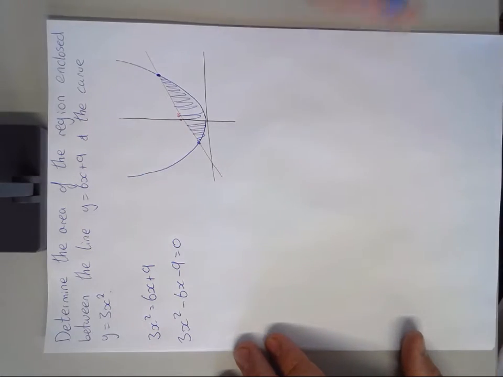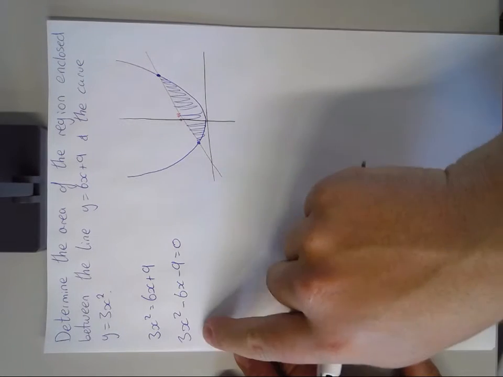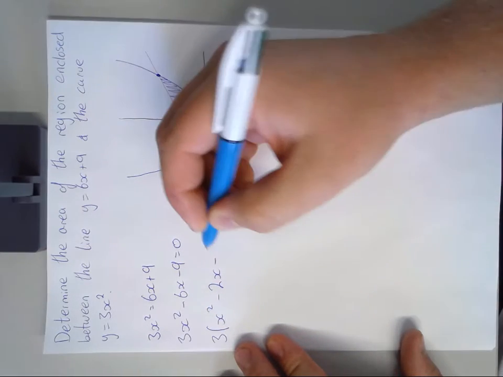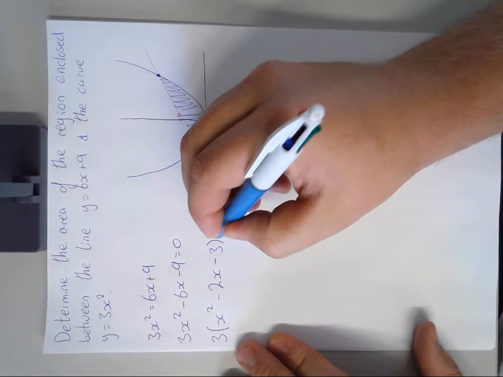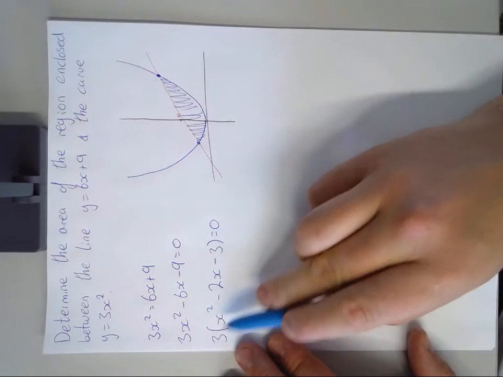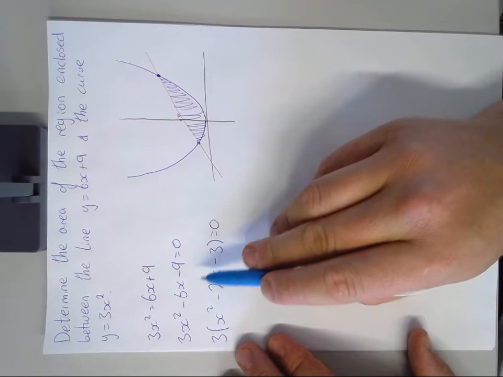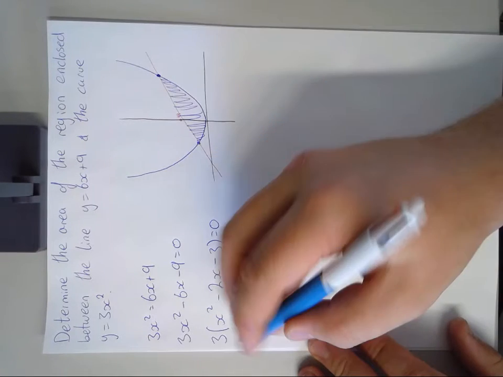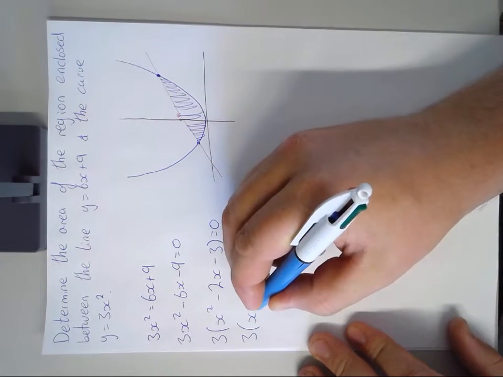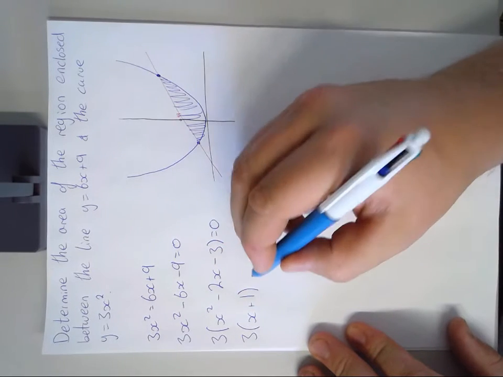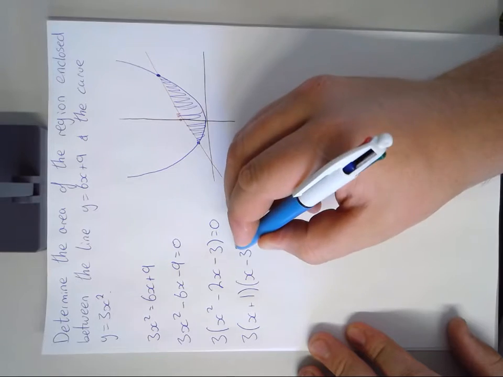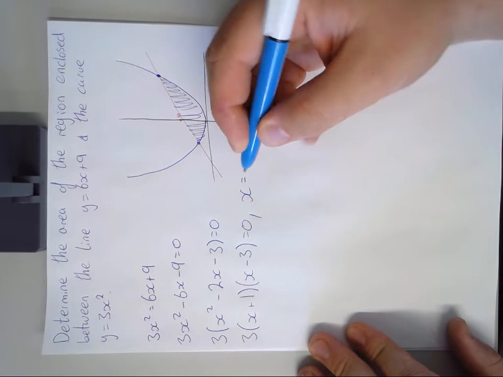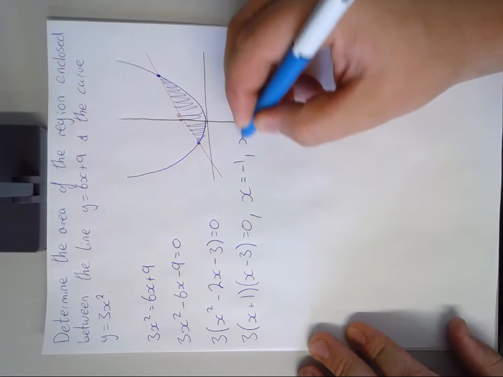So then what we can do is begin to factorize that to solve for x, as it is a quadratic. So I'm going to start by doing 3 lots of x squared take 2x take 3 equal to 0. I can now look for two numbers in order to factorize this one here, two numbers that multiply to equal negative 3 and add to equal negative 2. Now the two numbers that that's going to be is 1 and negative 3. So then I know that x is going to equal negative 1 and x equals positive 3.